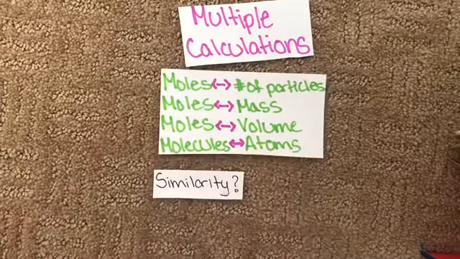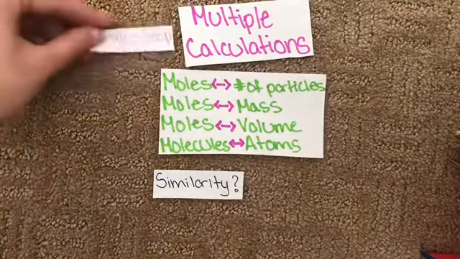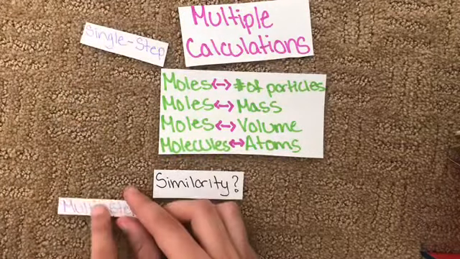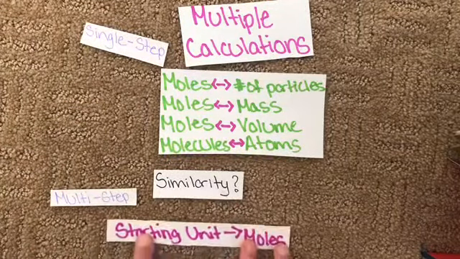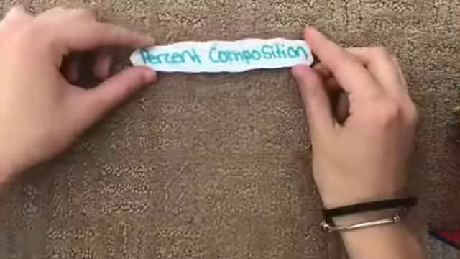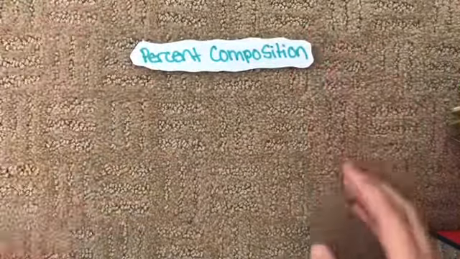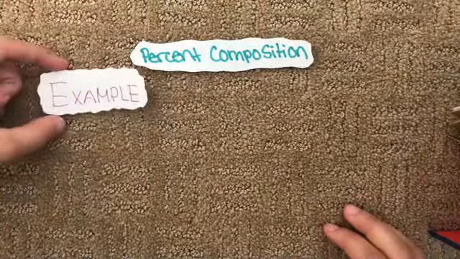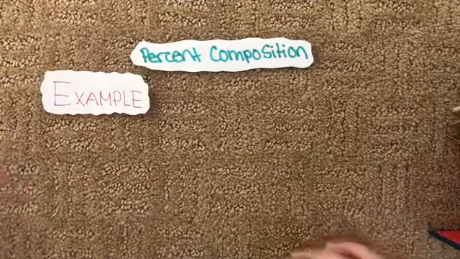Each one has moles. So that is single step. And when looking at multi-step, you go from your starting unit to moles to find what you're looking for. Next, percent composition. It's a pretty easy topic, so let's explain using an example.